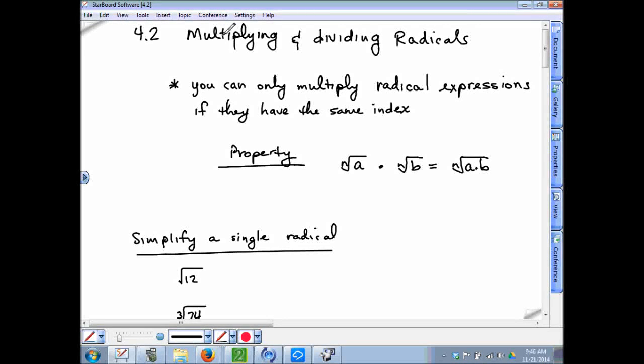There's actually a little bit of background we need to do before we actually start multiplying. We need to talk a little bit more about simplifying just one single radical. So let's start right here. We're not going to be multiplying things just yet.